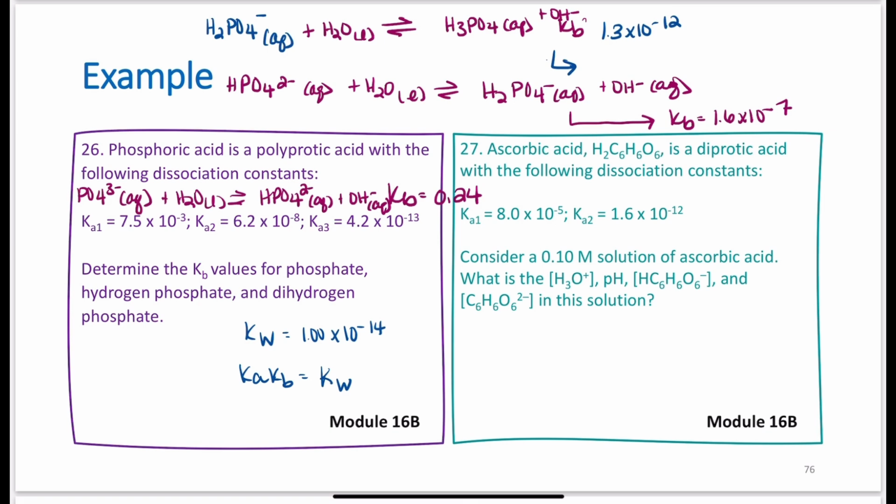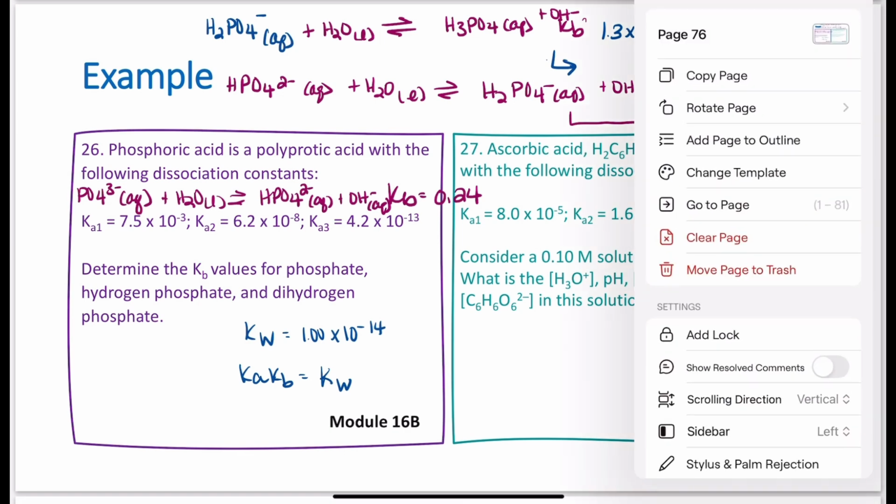Number 27, ascorbic acid, H2C6H6O6, is a diprotic acid with the following dissociation constants: Ka1 and Ka2, 8.0 times 10 to the negative 5 and 1.6 times 10 to the negative 12, respectively. Consider a 0.10 molar solution of ascorbic acid. What is the hydronium concentration, pH, the HC6H6O6 minus, and C6H6O6 2 minus in the solution? So the hydrogen ascorbate and the ascorbate in the solution. This one's going to be a long one, so I'm going to need to find some space.